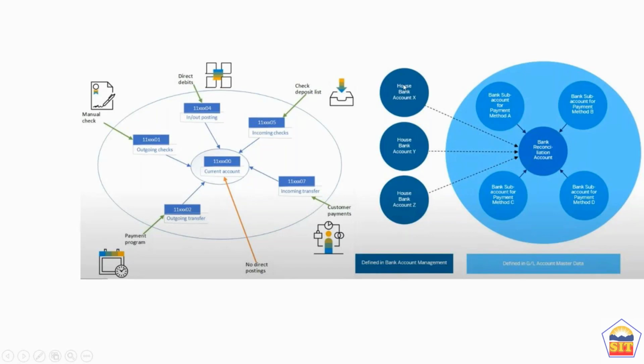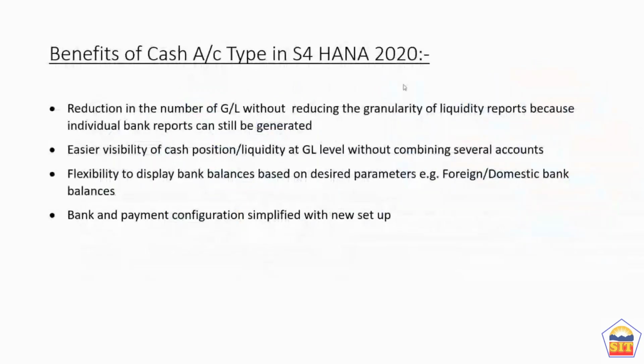So for example, we have the house bank, be it a foreign house bank or a domestic house bank. All these are going to feed the data to the main bank GL account. So what is the benefit of having a single main cash account instead of having multiple? Through this, we can reduce the number of GLs, and this reduction doesn't mean that there would be an impact on the granularity of the report.